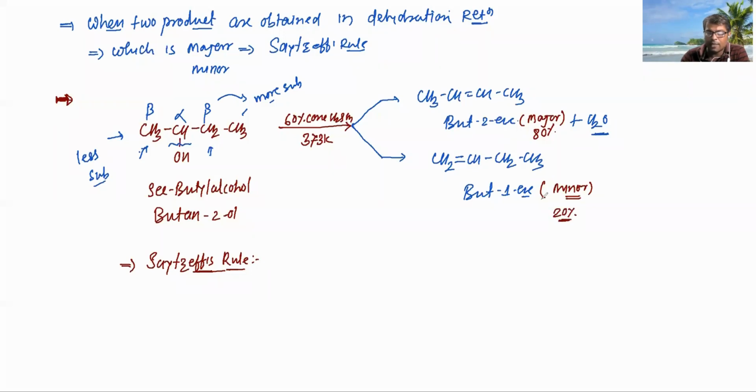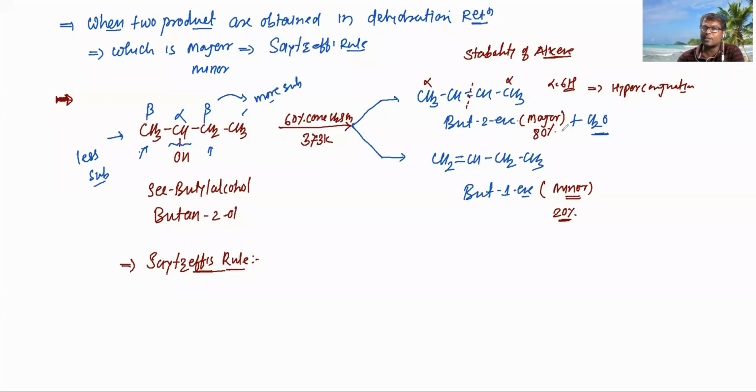Now how do we decide which is major and which is minor? From the stability of the alkene, we decide which product is the major product. Here the alkene is more substituted. The carbon next to the double-bonded carbon is called the alpha carbon, and there are alpha hydrogen atoms for this alkene. According to the hyperconjugation concept, the more the number of alpha hydrogens, the more stable the alkene.